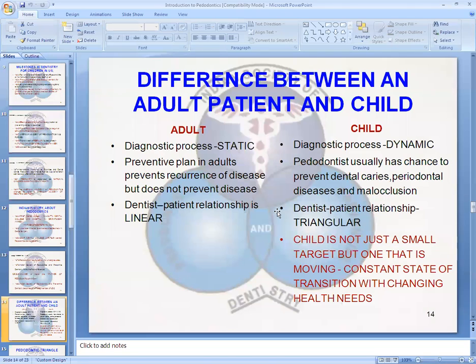Now the child is not just a small target, but one that is moving, in a constant state of transition with changing health needs. Okay, you know child patients keep moving from here to there. So they are not in a constant state. Okay, so this is the difference.